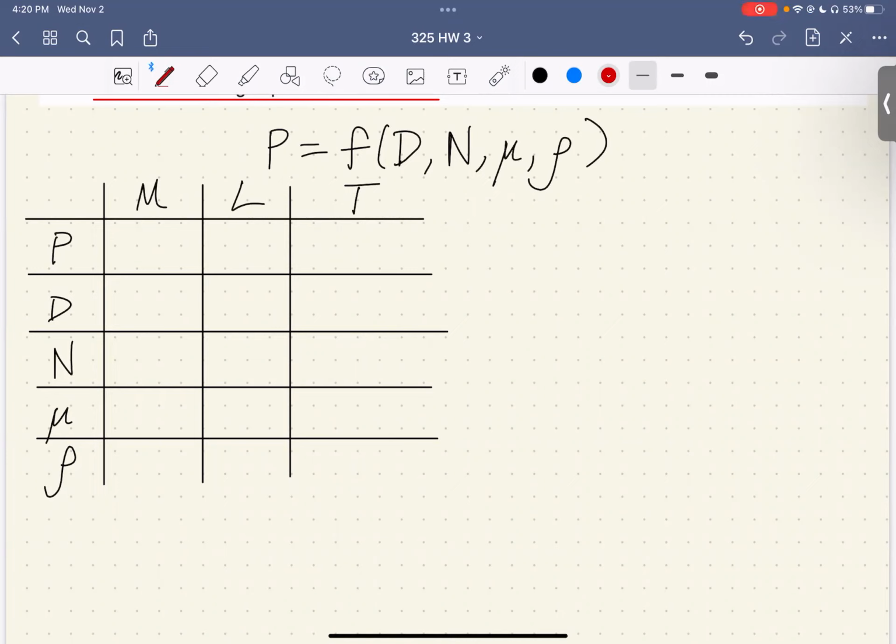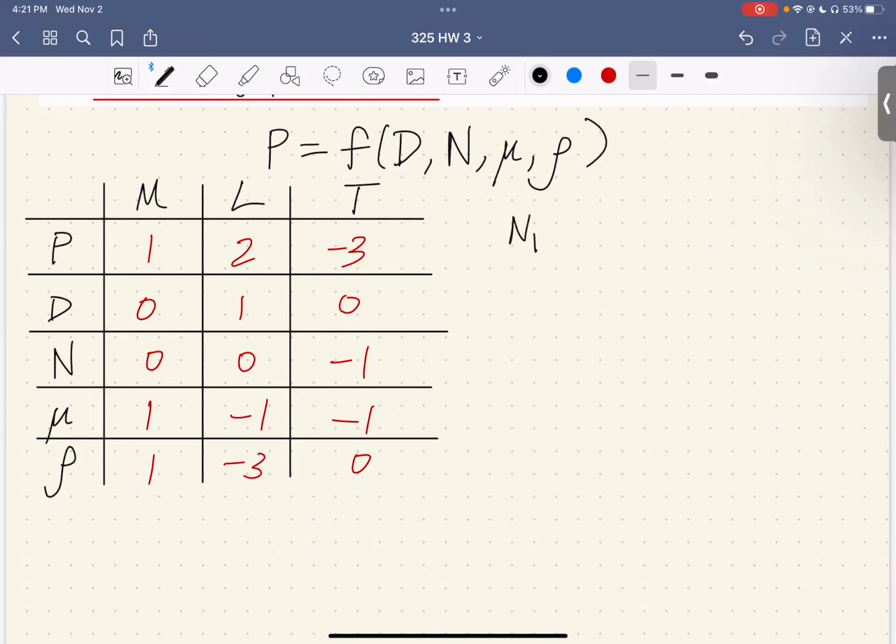So power, we have M is 1, length is 2, and time is -3. Diameter, we know it's length, 0, 1, 0. The number of rotations is of defining frequency, right? Frequency is just time -1, so 0, 0, -1. Then mu, we have 1, -1, -1. And then we have rho, 1, -3, 0. Great. And let's just keep going with what we do know.